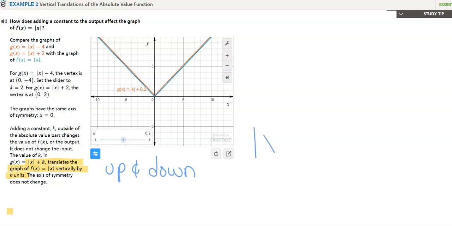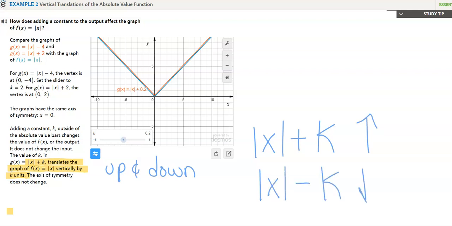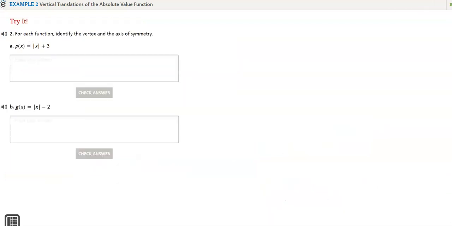So to recap, you have absolute value of x. If you have a plus and then a k value, your graph is going to move up. And if you have minus k, your graph is going to move down. The axis of symmetry, meaning this line in the middle, your axis of symmetry does not change. All right, so go ahead and see if you can apply what we just talked about. In your textbook, do number 2, A and B, and for each function, identify the vertex and the axis of symmetry for these two functions.